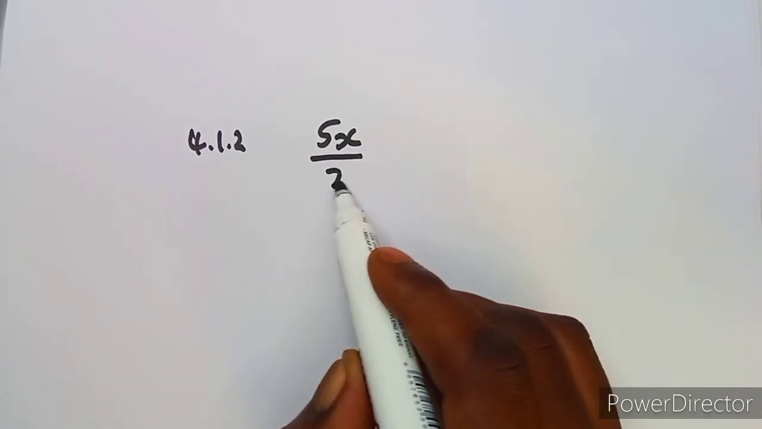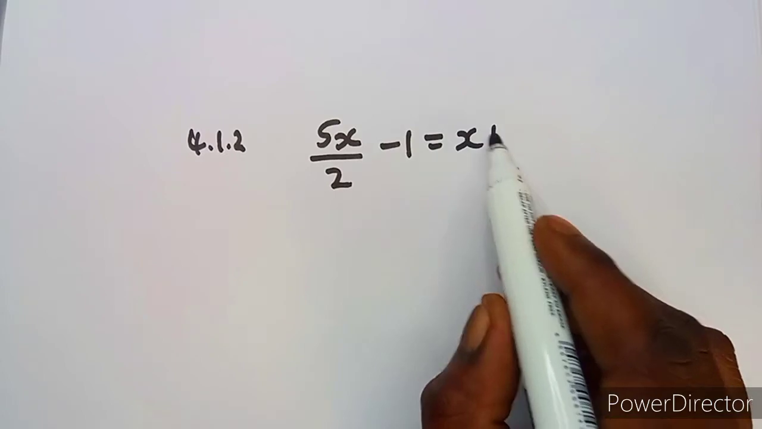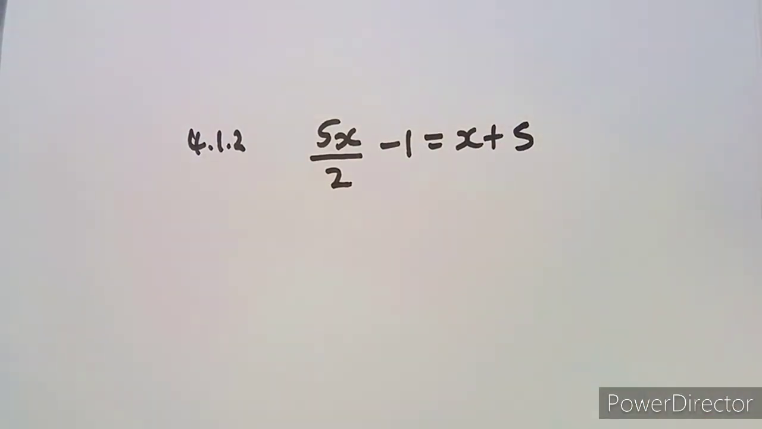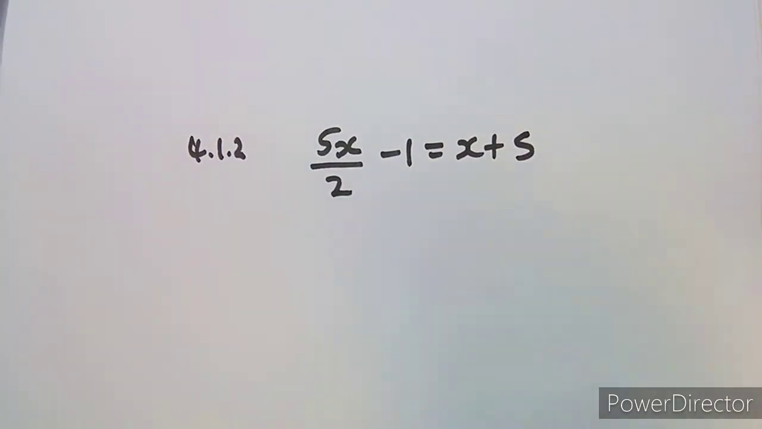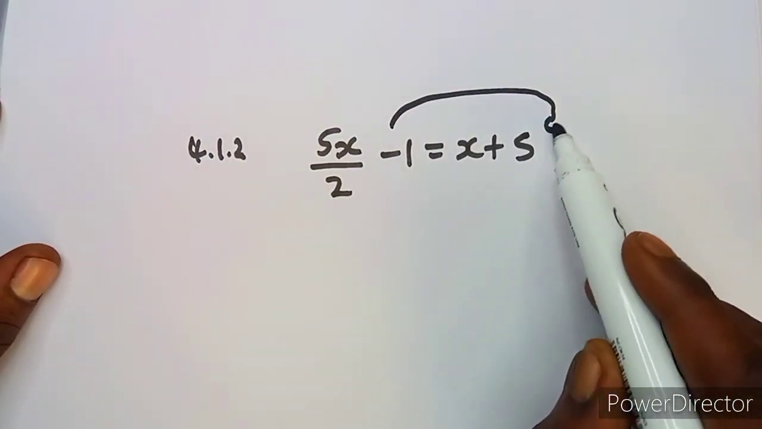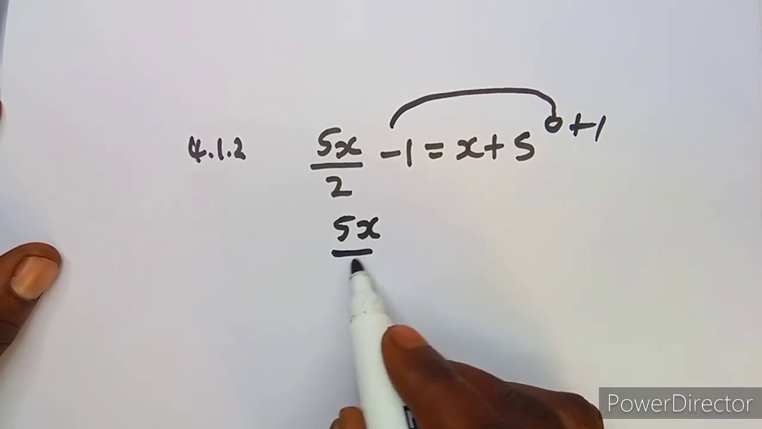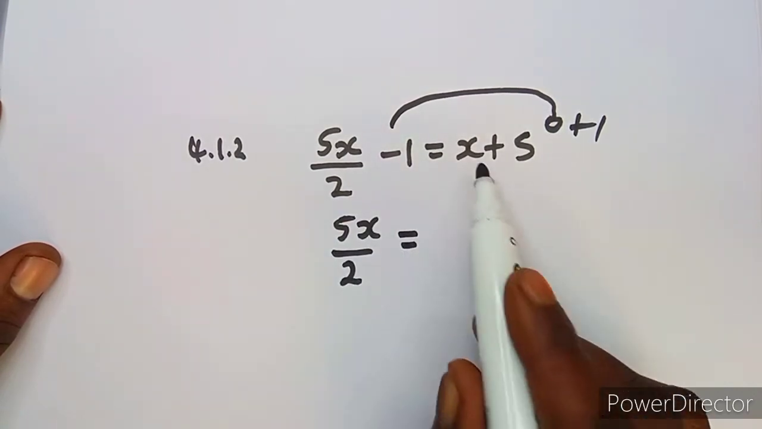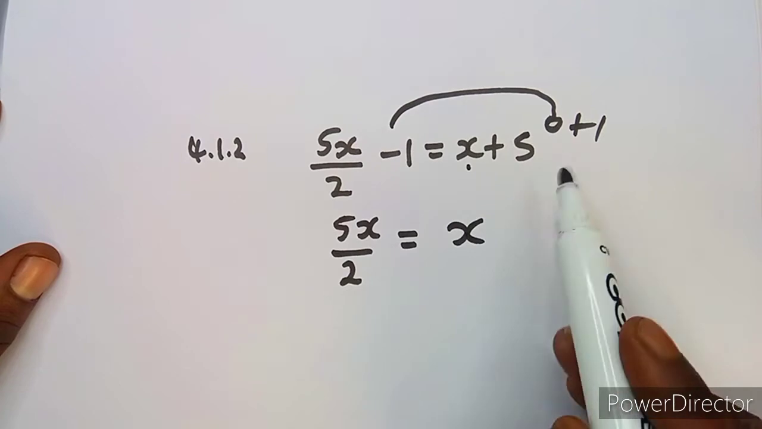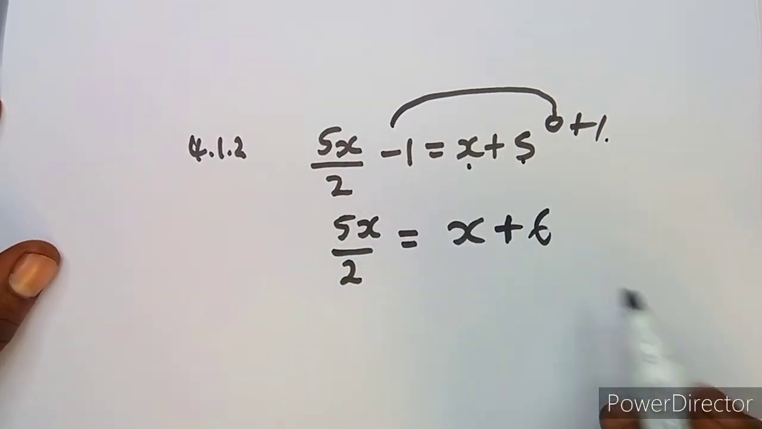We have got 5x over 2 minus 1, which is equal to x plus 5. So this one, they wanted to test how you treat numbers. Let's forget about the fraction for the meantime. We can actually start by transposing. Minus 1 to this side is going to be a plus 1. So we're going to have 5x over 2, which is equal to, you've got x here, 5 plus 1, which is actually a 6.